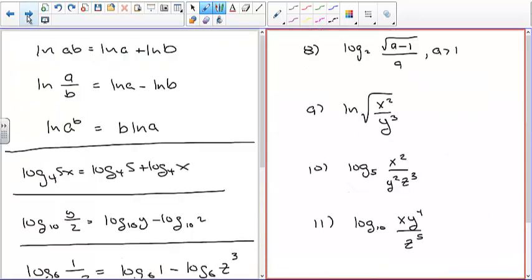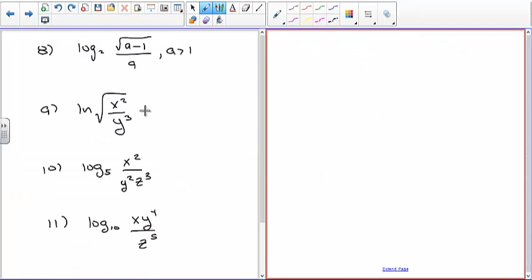Okay, I think we have some more examples here. Yep. So you can see how many we're doing, and this turns out to be extremely important in calculus. So we use these properties of logarithms a lot.